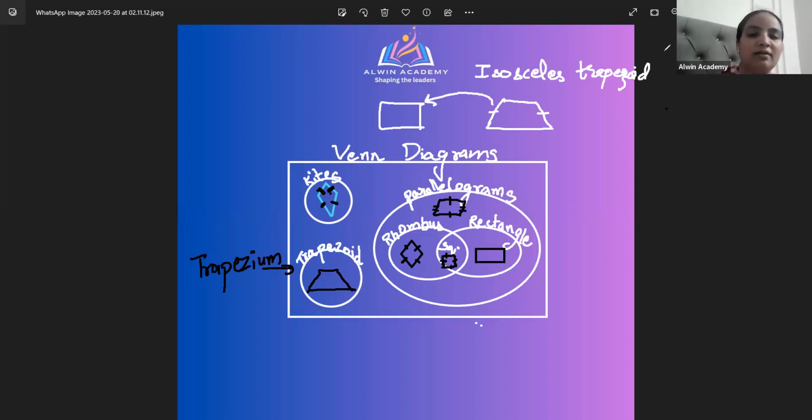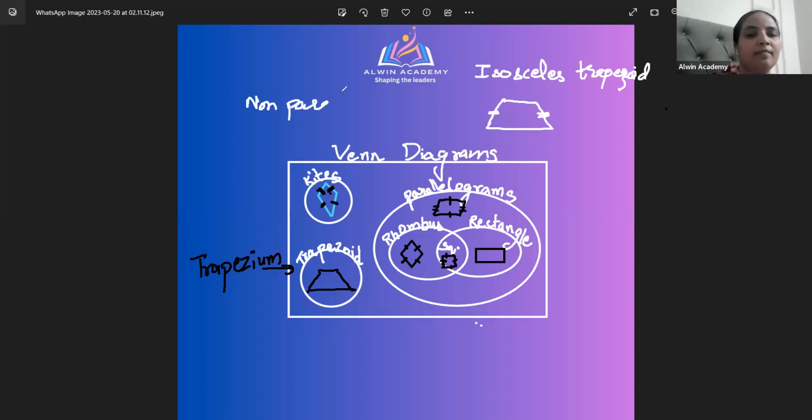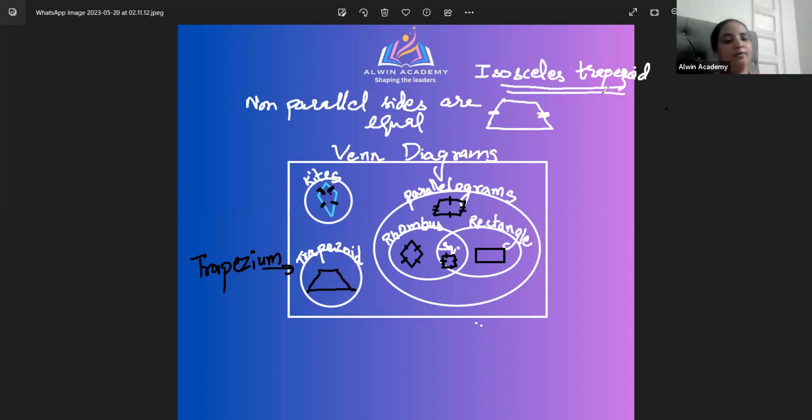What's the difference between them? Yes, ma'am. So what is this? This is a trapezoid. And when the non-parallel sides of a trapezium are equal, so an isosceles trapezoid is one with equal non-parallel sides. When non-parallel sides are equal in a trapezoid, you call it an isosceles trapezoid. Got it, everyone, or not?